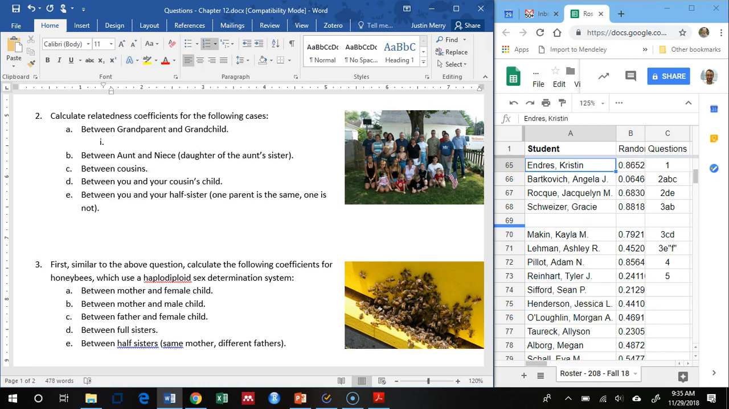So I thought we could just run through the relatedness coefficients we calculated, and then if we have any disparities, we'll put them up here, and if we need to, we'll calculate them out manually and figure out where we are.